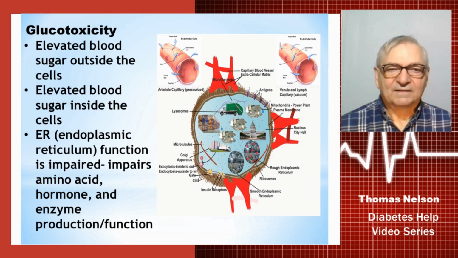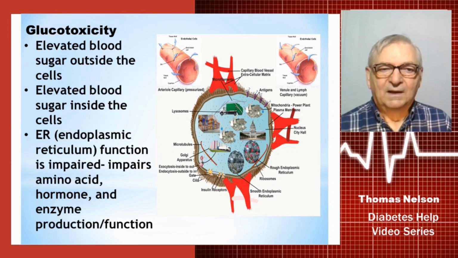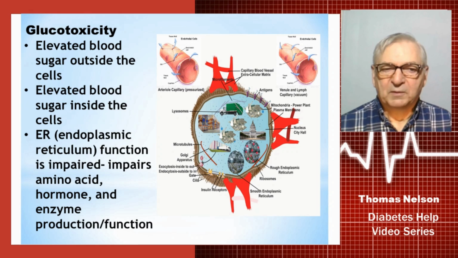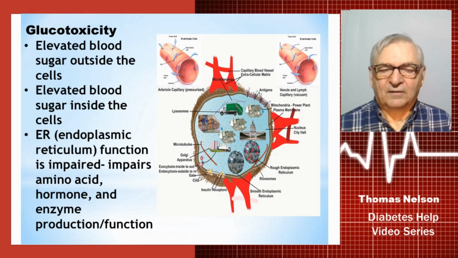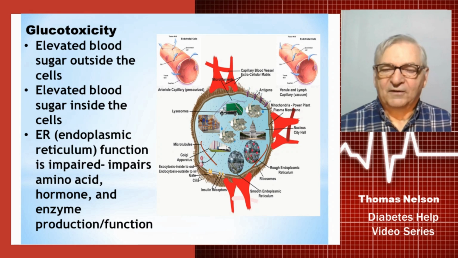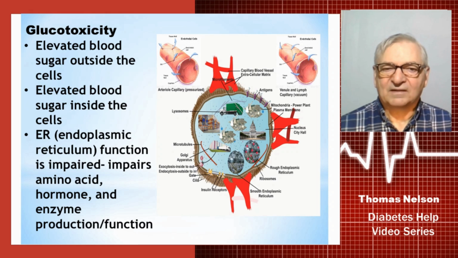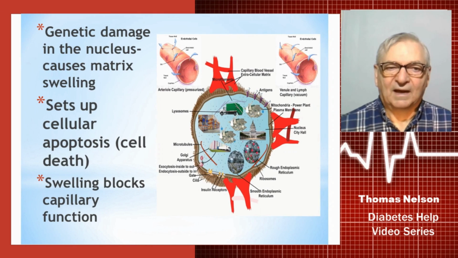So glucotoxicity, let's take a closer look at it. Whenever your blood sugar is high on the outside, the elevated blood sugar is also going to be on the inside of that cell. Those endoplasmic reticulum, remember the factories, are going to be impaired. They're not going to be able to function properly. They're not going to be able to produce those amino acids, hormones, or enzymes properly. And so the function of that cell is going to falter significantly. And consequently, that cell will commit suicide and die.